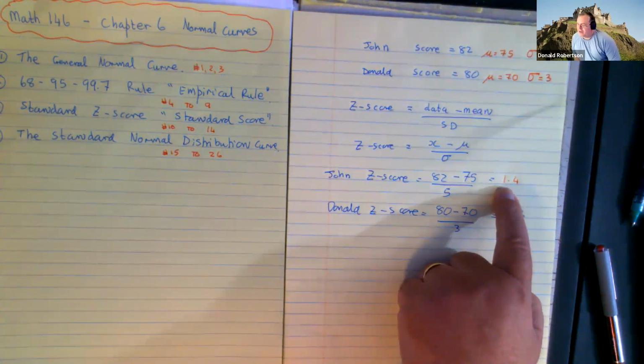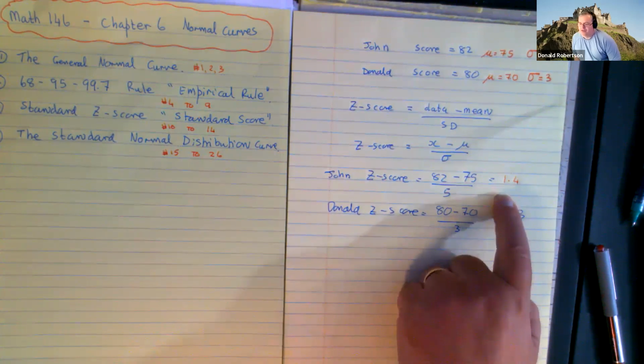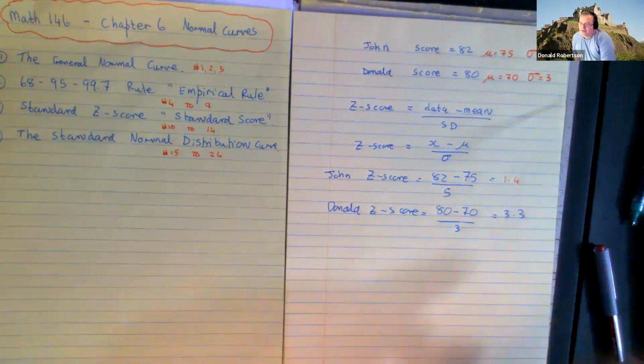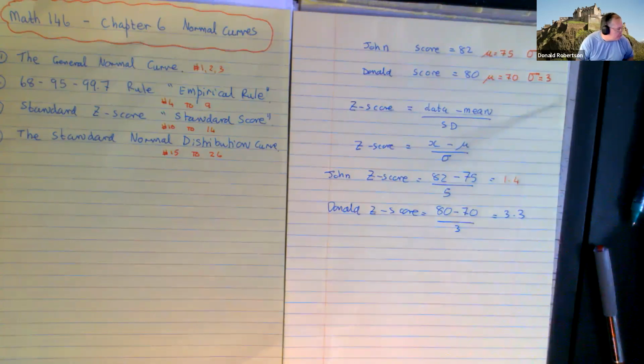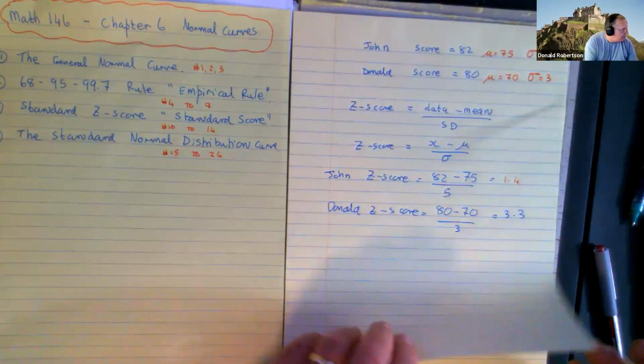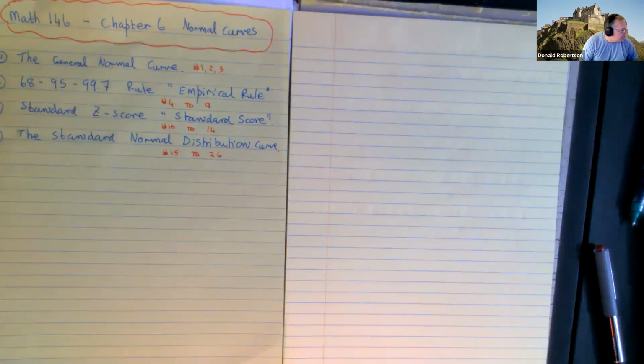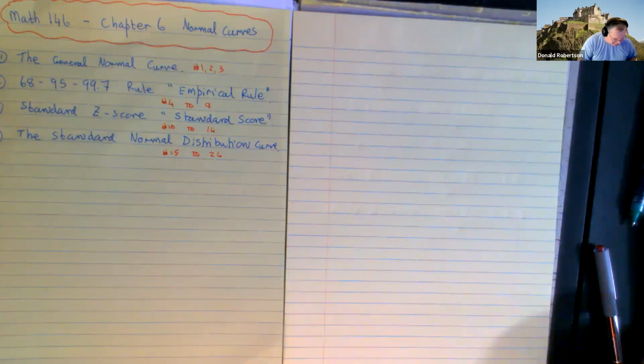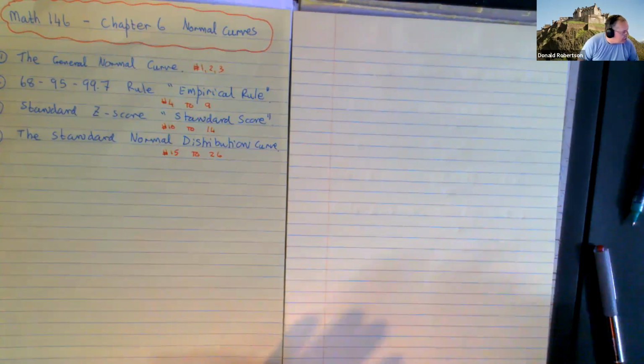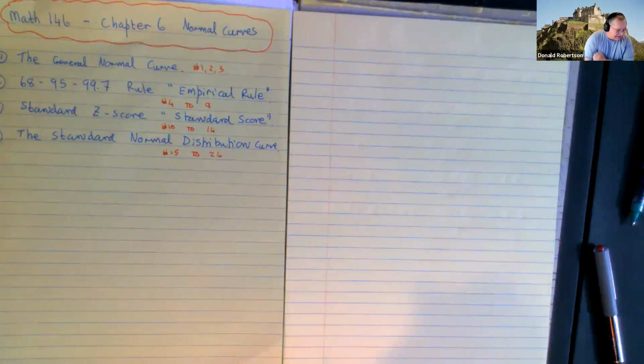John did okay, right? I'm not saying 1.4 is bad, but would you agree John didn't do anywhere near as good as Donald? And that's the idea of Z-score. It allows you to compare two sets of data, right? And decide between them which one is better. So in the next bunch of questions, you're going to get just some practice at calculating Z-scores.